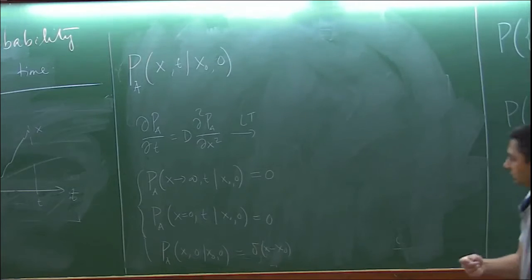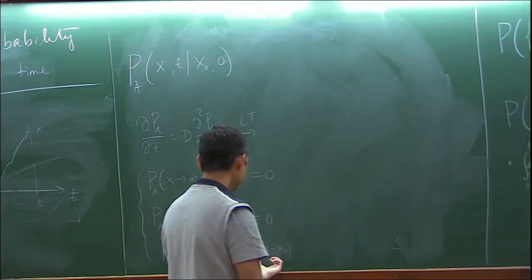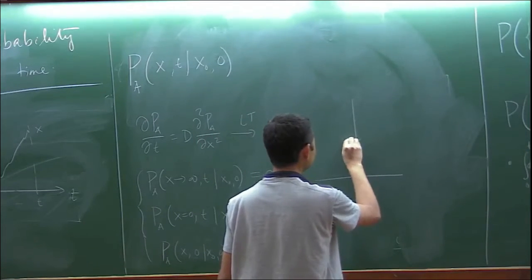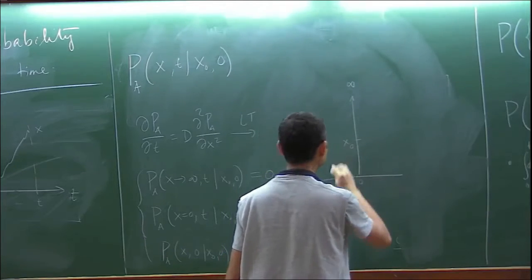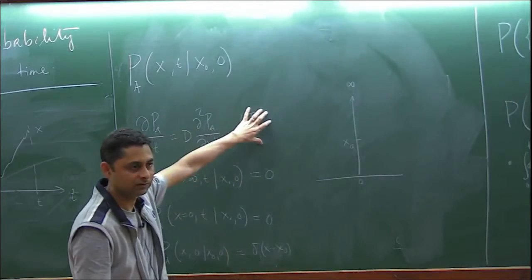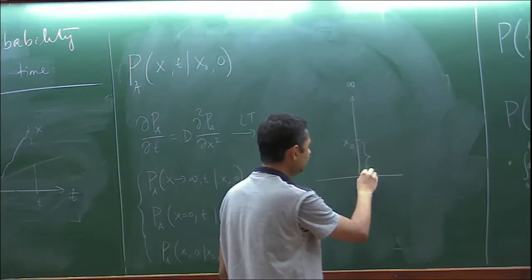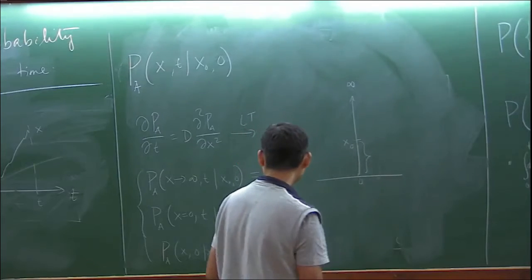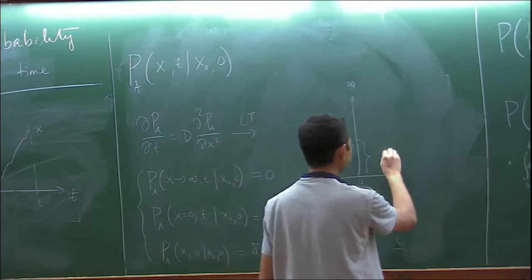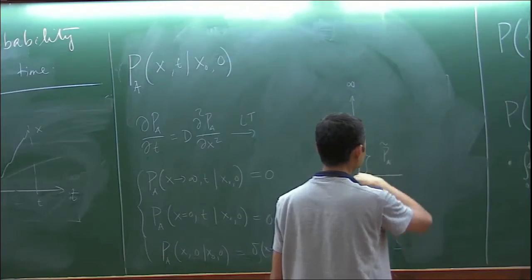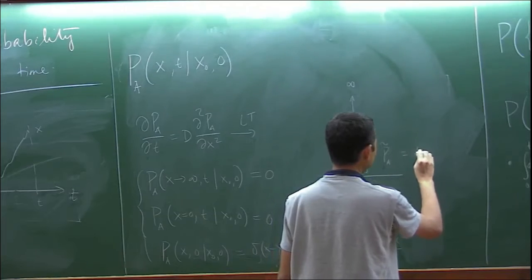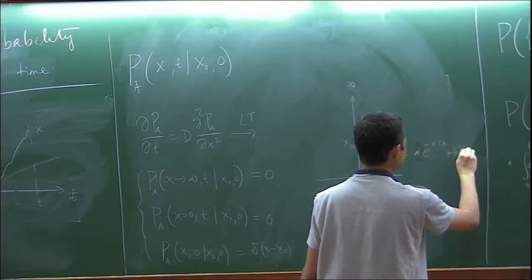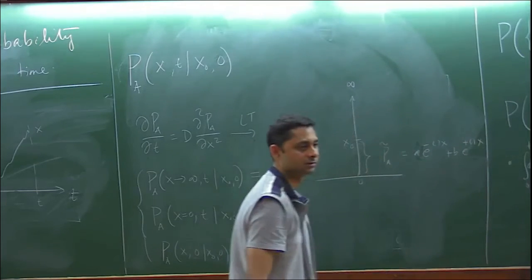So what you do, let me just tell you. Suppose now you have this one, this is your 0, this is x0, this is infinity. In that solution there will be some delta function. In the delta function is 0. So you solve in this range. It will be some exponential solution. So P tilde of A will be some A e to the power minus something x plus B e to the power plus something x, right?